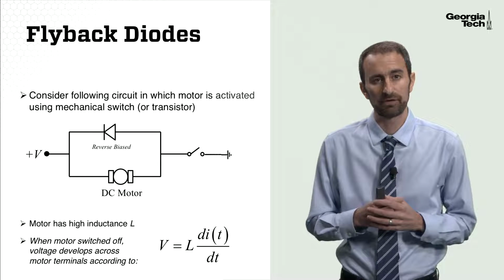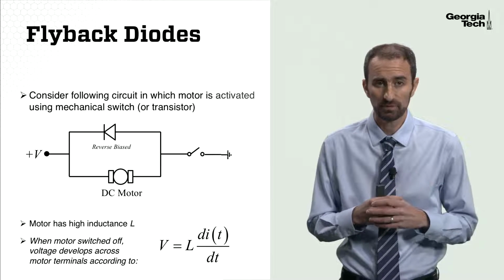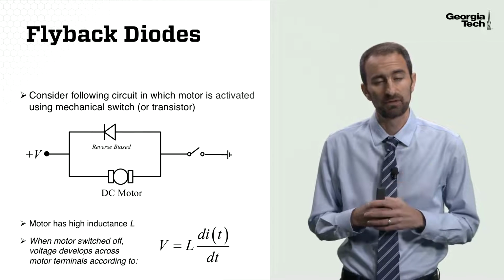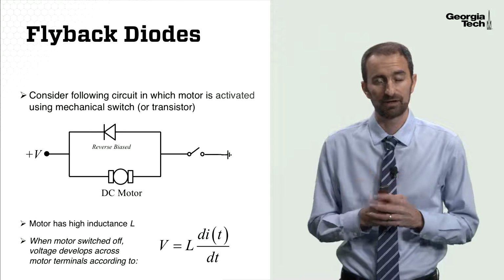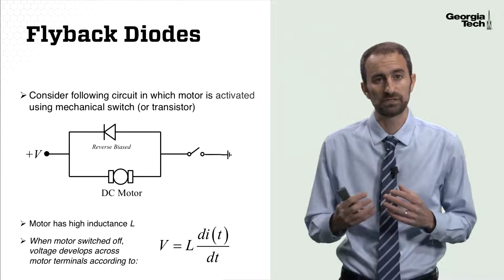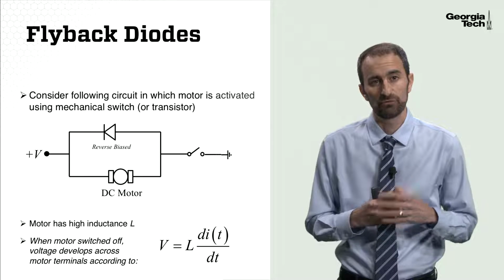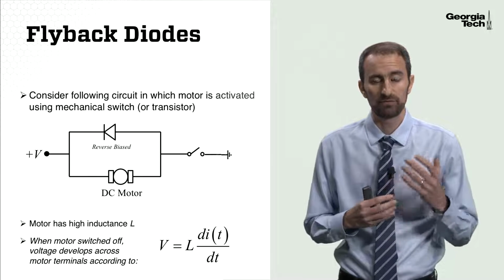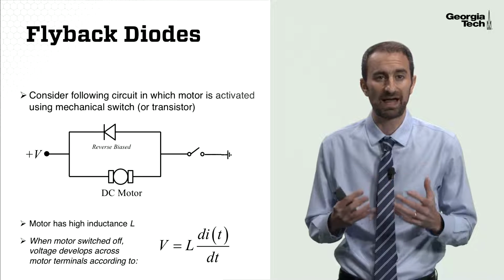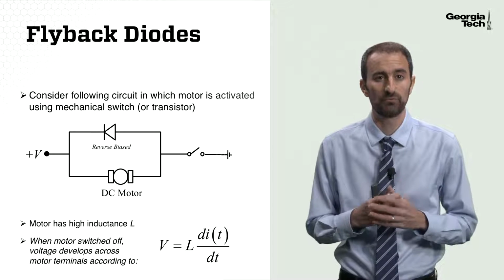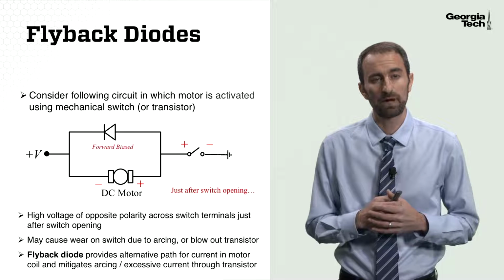Now that motor has a high inductance, L, so when that motor is switched from on to off, there's that constitutive relationship: voltage is equal to the inductance times the derivative of the current. So as soon as we turn that motor off, the derivative of that current is very high, and it leads to a very large voltage across the motor terminals. So let's look at what happens in more depth.